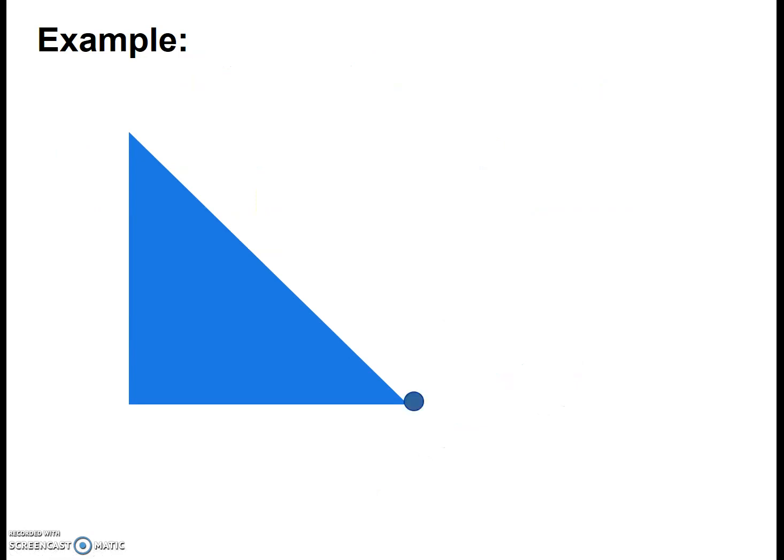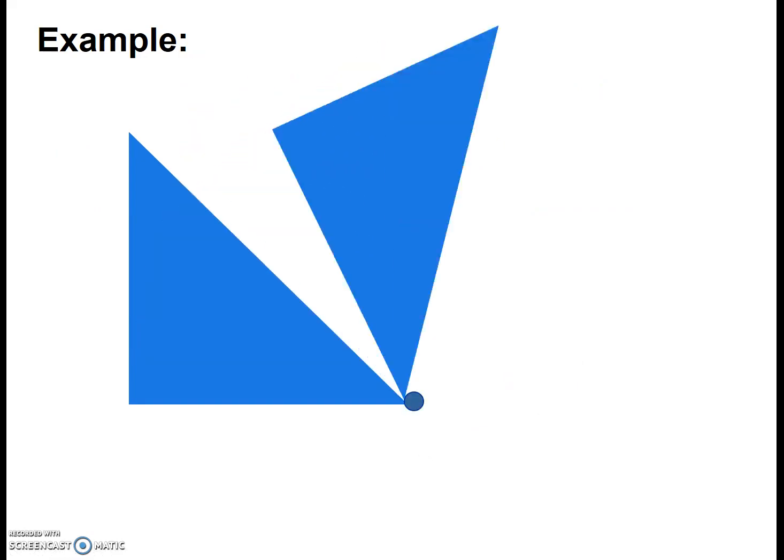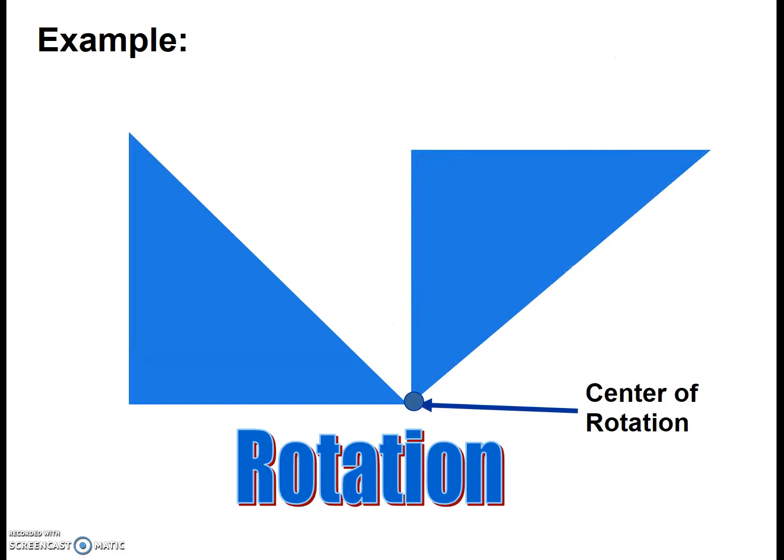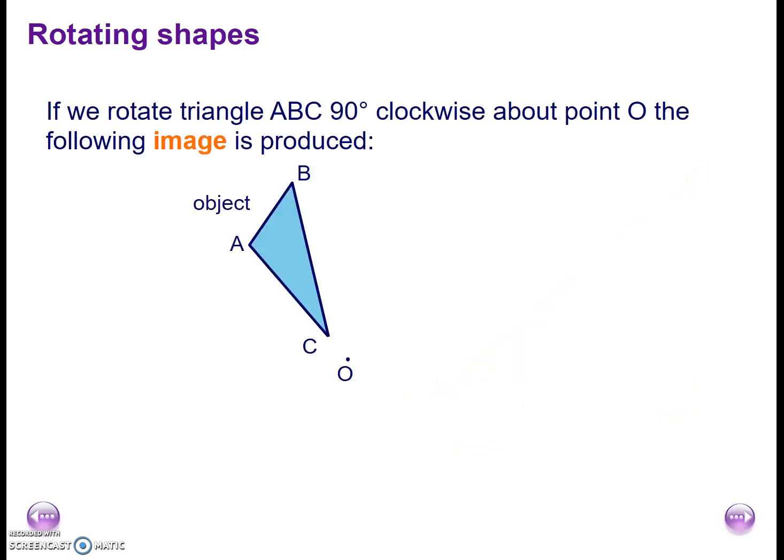So for example, if I have this lovely triangle, I'm going to rotate it a certain amount, and specifically I'm going to do a 90-degree rotation. So that's my center of rotation. In this case, I'm going clockwise. And we'll talk about how we know counterclockwise or clockwise and what happens there, okay? So if we rotate ABC 90 degrees clockwise about point O, the following image is going to be produced.